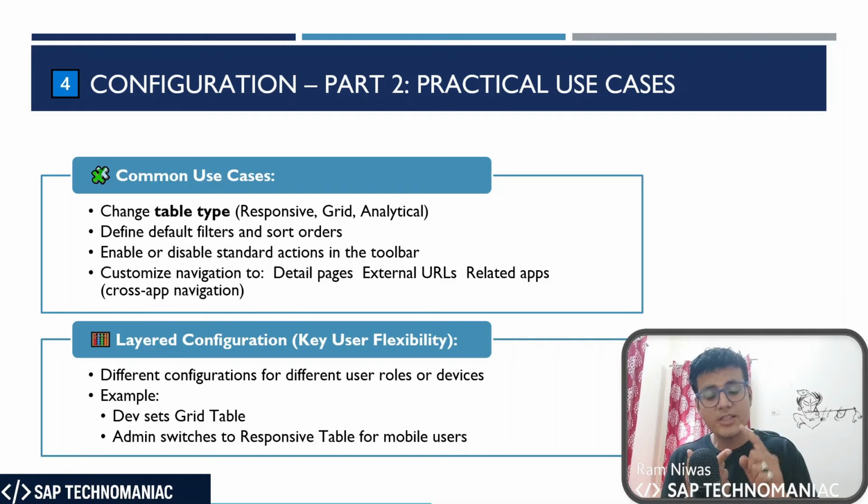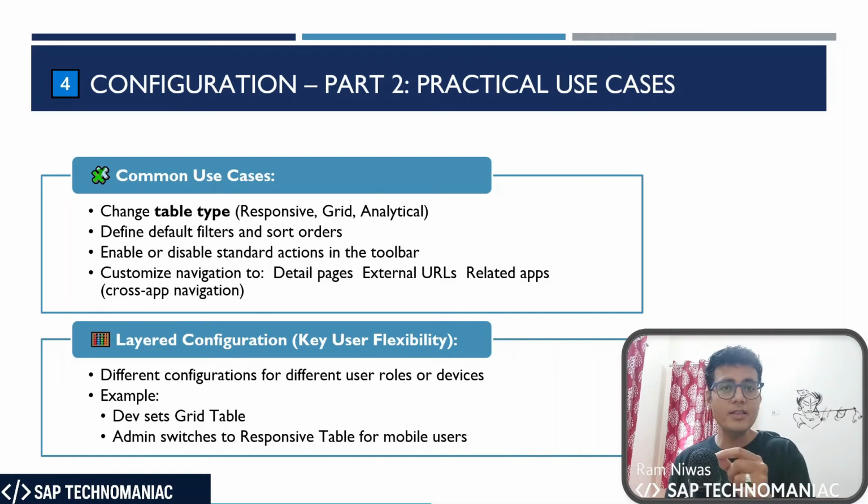For that, instead of using the responsive table, you have to use the grid table. That setting you can change in the manifest.json file. You have to change the table type. If I don't want to navigate to the object page, you can disable that navigation in the manifest.json file. That is called the configurations. Apart from that, in the backend you have defined some filtering and sorting. I don't want those by default. I want to define my application-specific filtering and sorting. That also you can do in the manifest.json file.